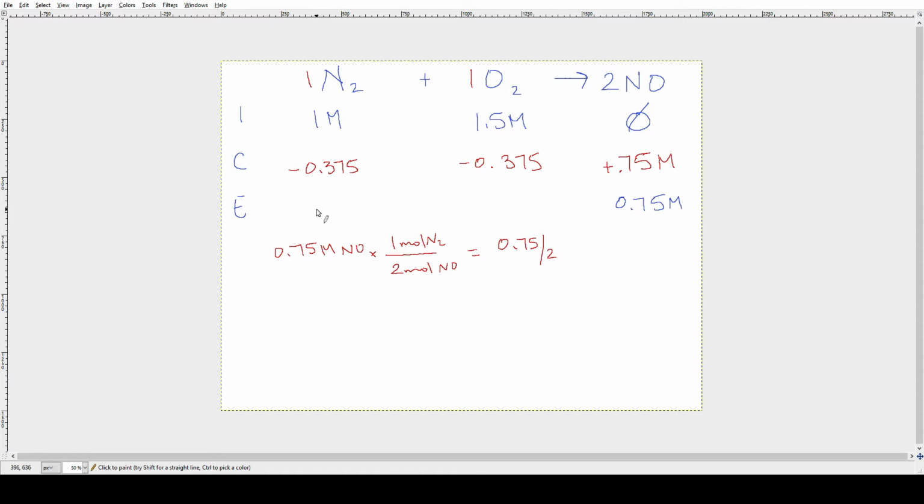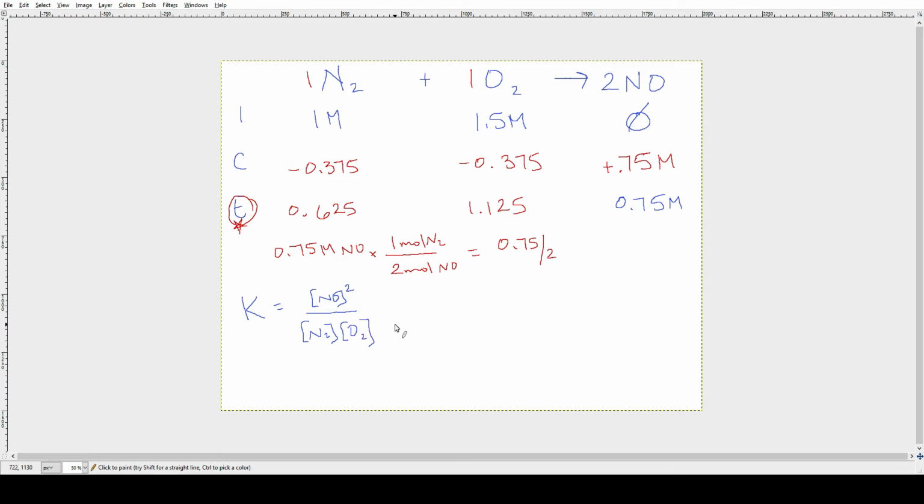So now I'm going to find my equilibrium values. 1 minus 0.375, 1.5 minus 0.375 gives me 1.125. And now that I actually have all of my equilibrium concentrations, I can solve for my equilibrium constant, which is going to be my concentration of NO, and since it has a coefficient of 2, it'll be squared, over my N2 and my O2.